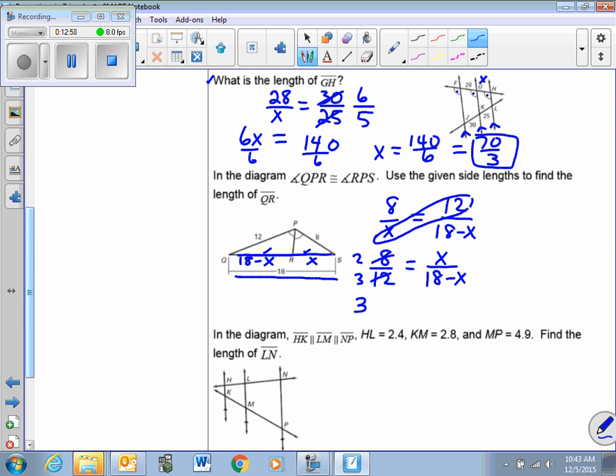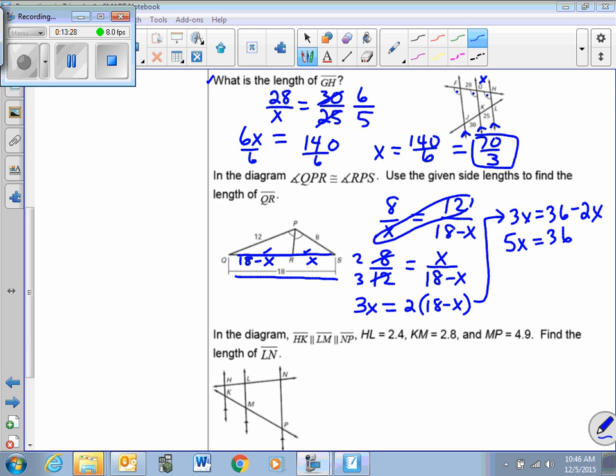So when I cross multiply, I get 3x equals 2 times 18 minus x. So when we come on over here and finish this problem, 3x equals 36 minus 2x. I'm going to add 2x to both sides. I get 5x equals 36. So when I divide both sides by 5, I get x equals 36 fifths.